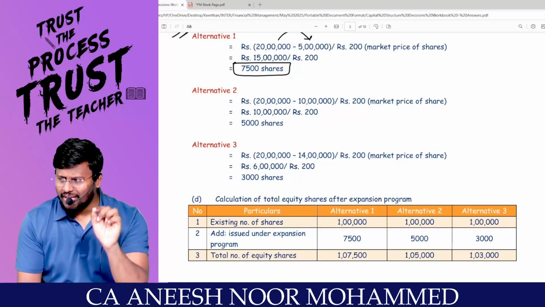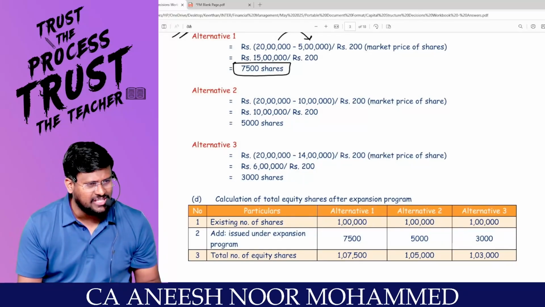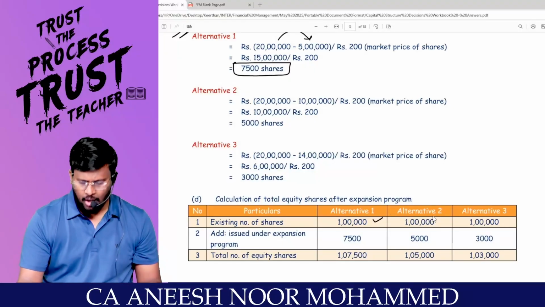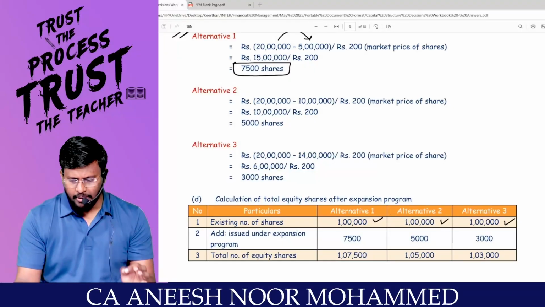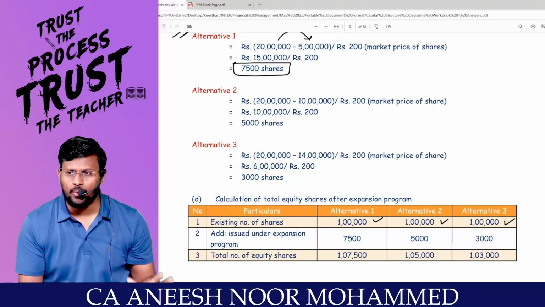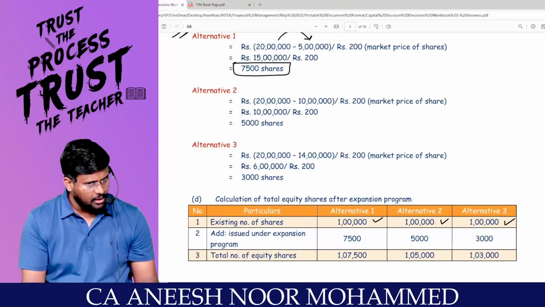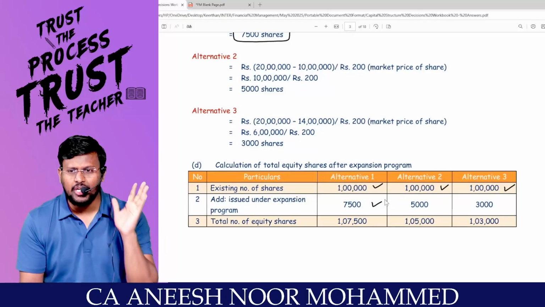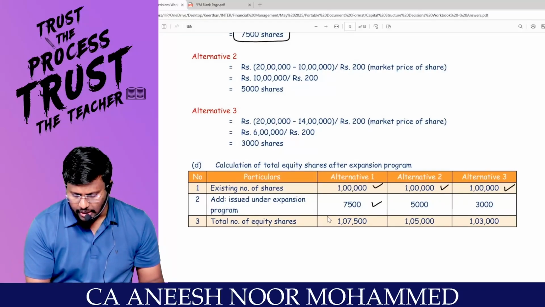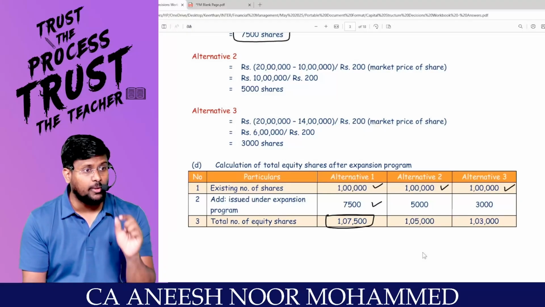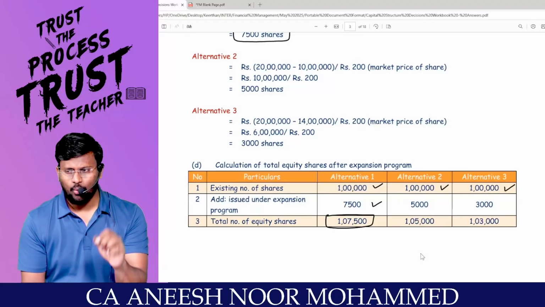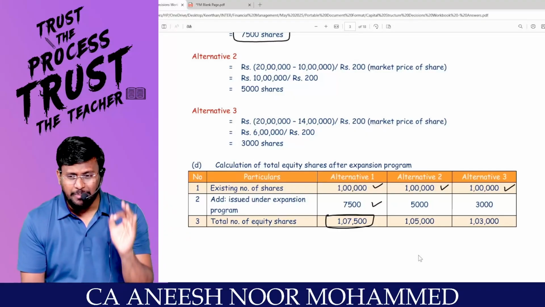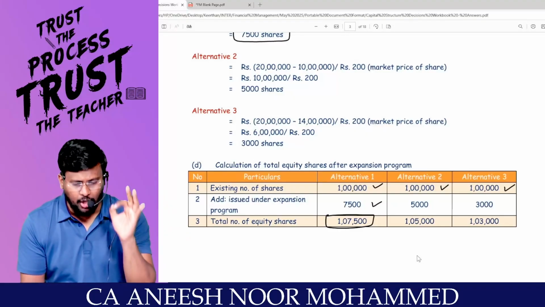Already you have existing shares. Can you say how much is the existing number of shares? 1 lakh. Whether it is alternate number 1, 2 or 3, the existing number of shares will not change. Clarity? In alternate number 1, I have to raise an additional 7,500 equity shares, so the total number of equity shares will be 1,07,500. Why are we calculating this? Only then can I calculate EPS, because EPS means residual earnings divided by the number of equity shares.